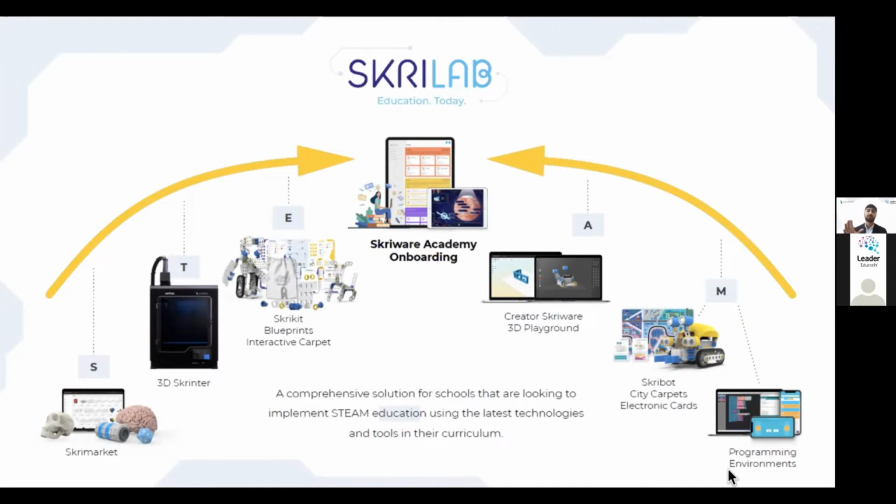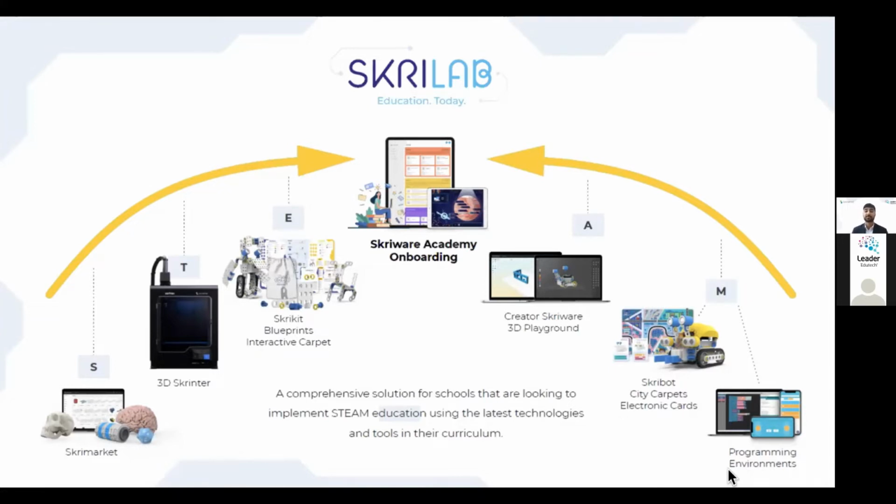And then moving on to the arts component, you have the Creator Skriware and the 3D Playground. This is also another component that's part of the SkriMarket. Students can actually log on to the SkriMarket, and they can make their own 3D models using the cloud-based software. This is a really awesome feature. Not only can the students print something that already exists on the SkriMarket, but they can make their own creations, perhaps based on a lesson in chemistry. Perhaps they want to recreate a molecule such as H2O. The 3D Playground really allows them to explore that creativity from an artistic perspective.